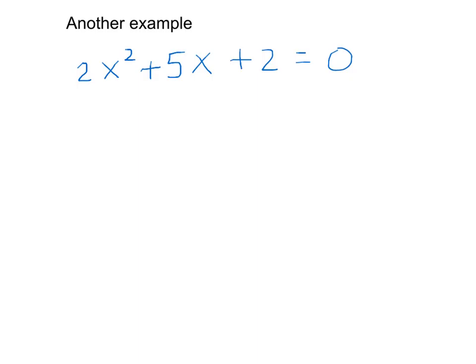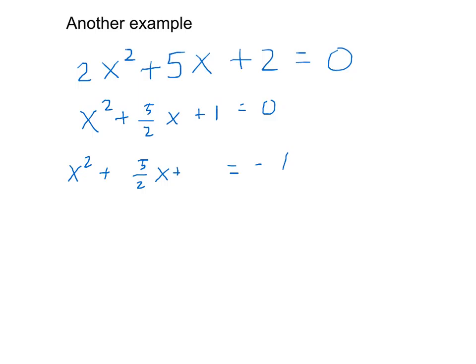Let's look at another example. This is going to be slightly harder algebra, but we're going to do the same first step. We're going to divide everything by the leading coefficient. So we'll get x squared plus 5/2 x plus 1 equals 0. Move the c term over. So we get x squared plus 5/2 x equals negative 1.